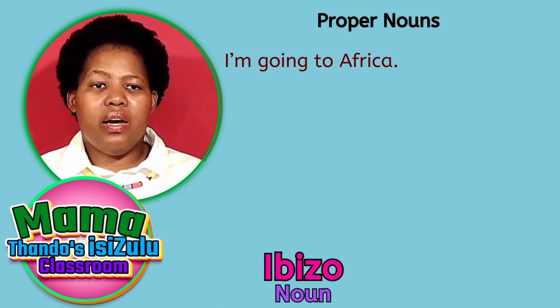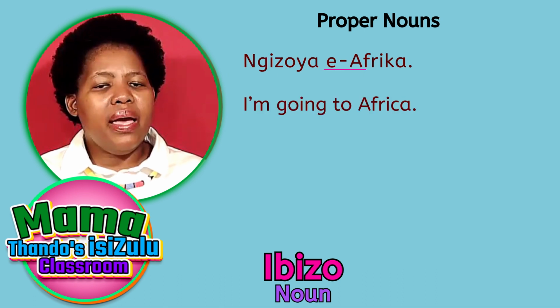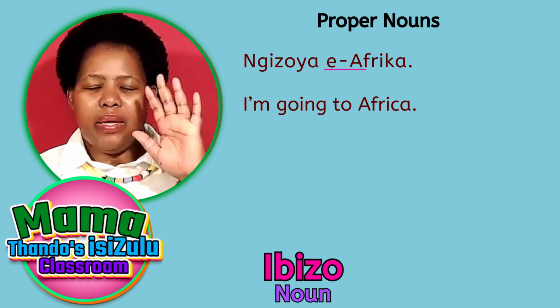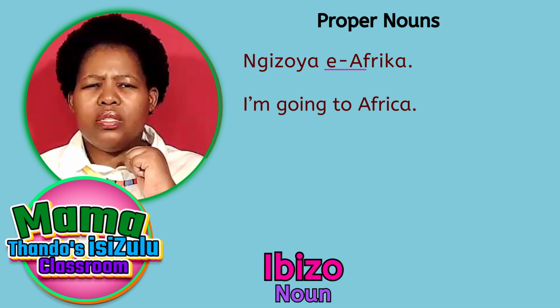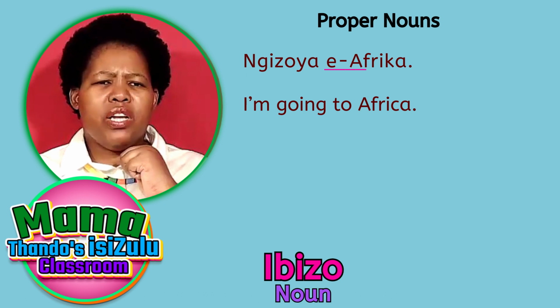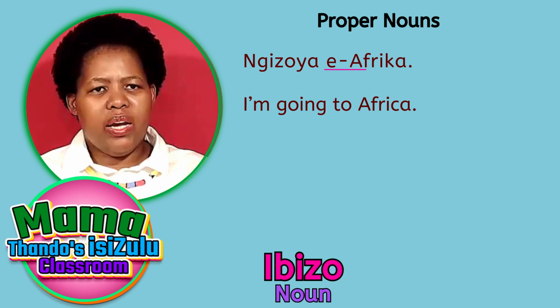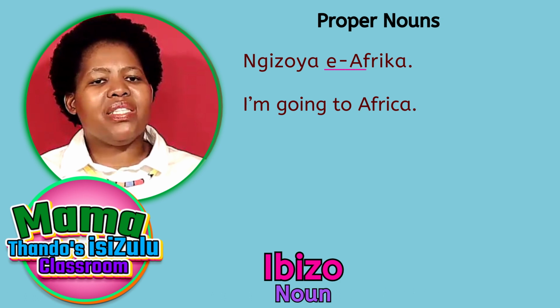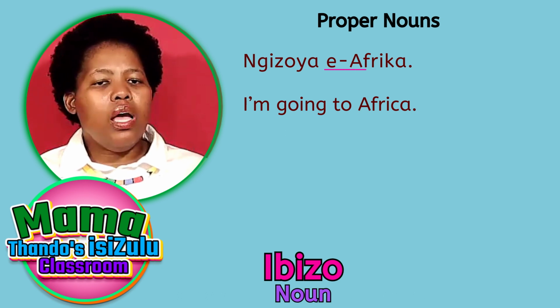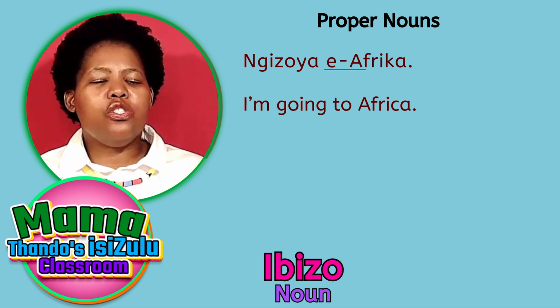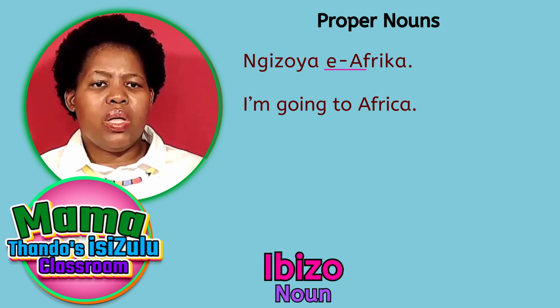I'm going to Africa. Ngizoya e-Africa. Yes, the prefix is different now because I am not saying Africa, I am saying to Africa. So that is why we no longer have that I, and now we have an E before the word Africa. But do you see that that E is still a lowercase because Africa is not at the beginning of the sentence. It is not the subject of the sentence. I is the subject of this sentence.